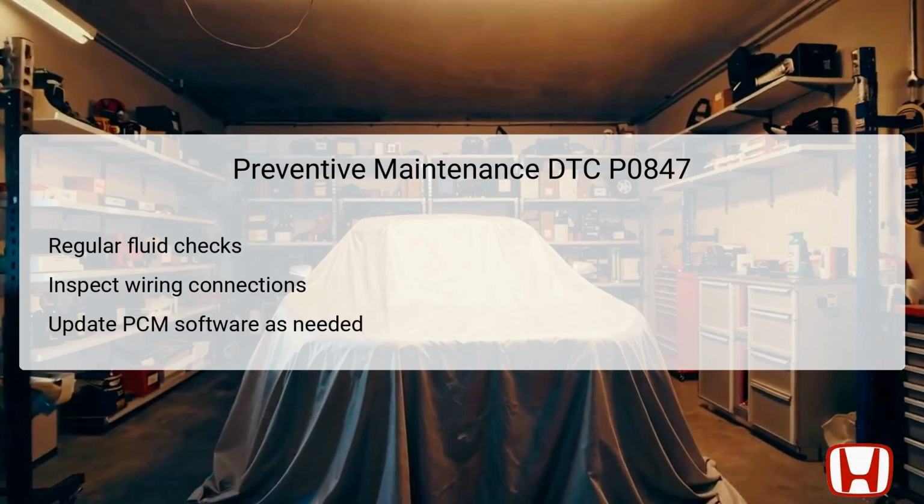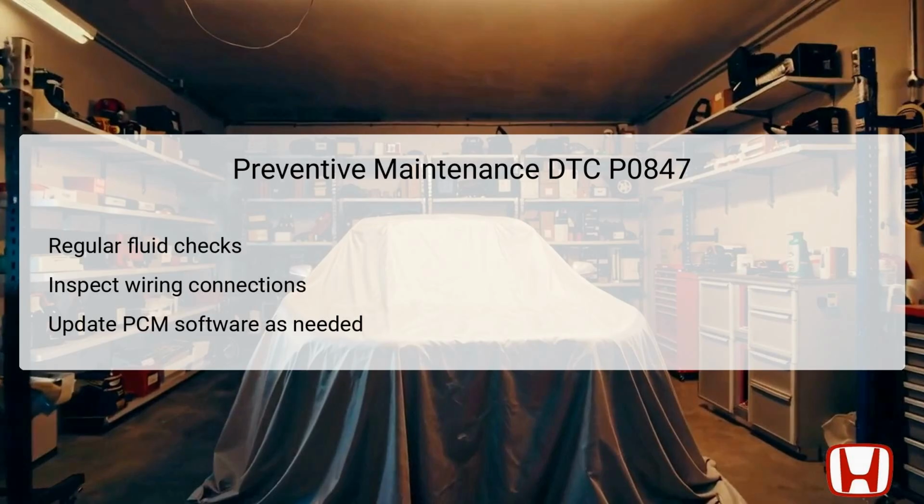While the immediate concerns surrounding DTC P0847 can be effectively addressed through troubleshooting and repairs, implementing preventive maintenance strategies can significantly reduce the likelihood of similar issues arising in the future. Regular fluid checks are paramount, ensuring that the transmission fluid is clean and at the correct levels contributes to overall transmission health. Additionally, routine inspections of wiring connections related to the transmission fluid pressure switch B should be conducted to detect any signs of wear, corrosion, or damage early.